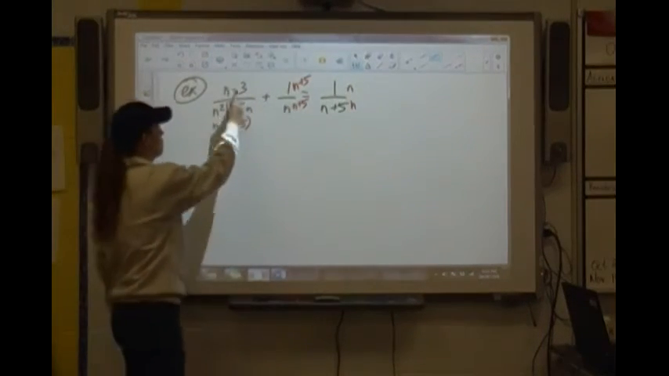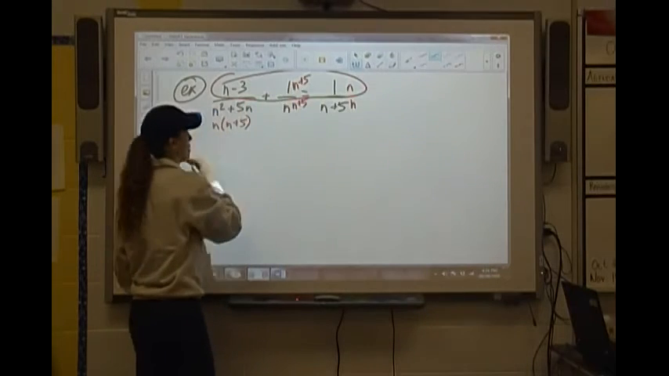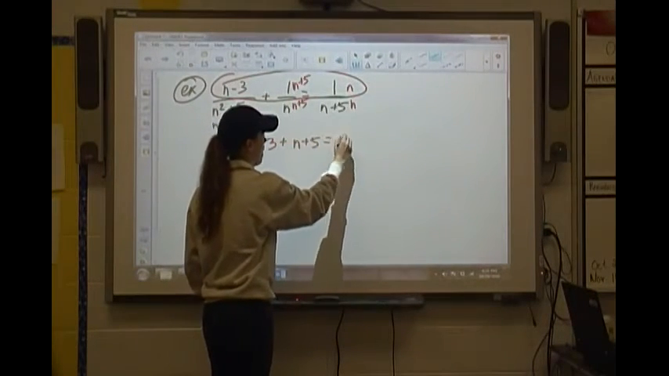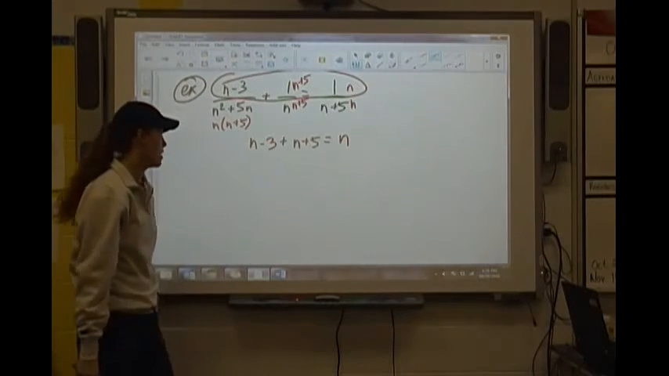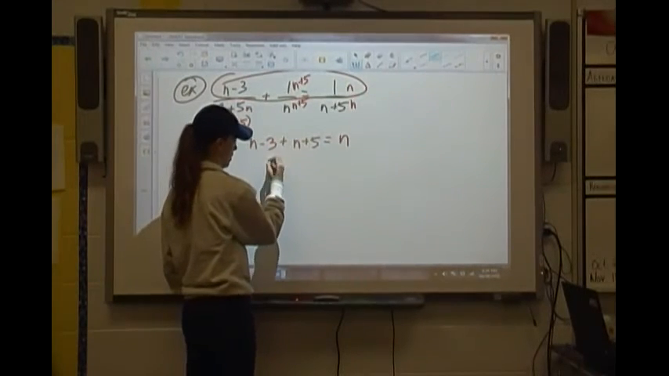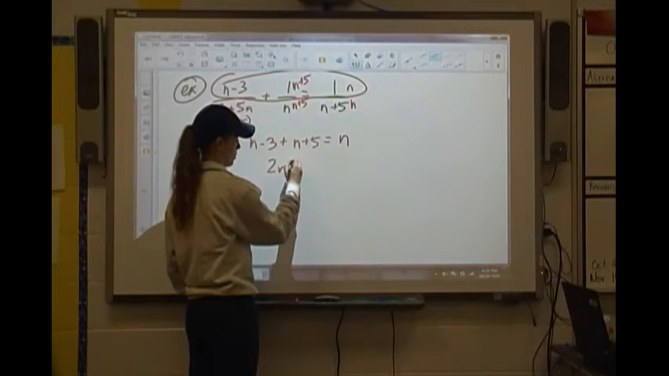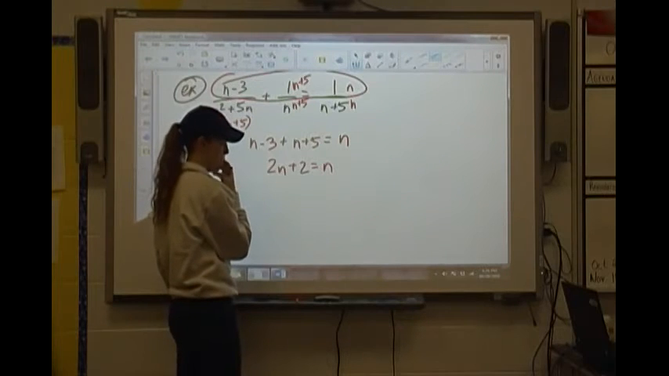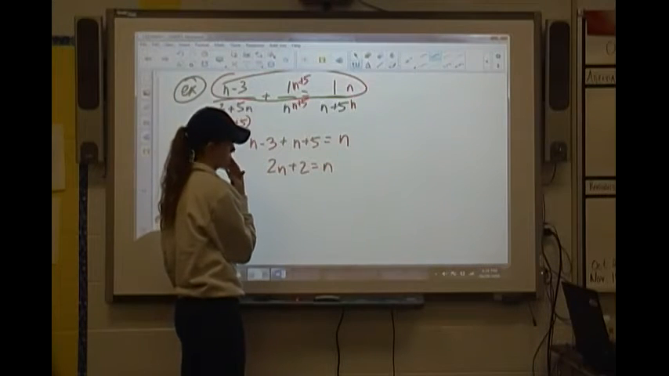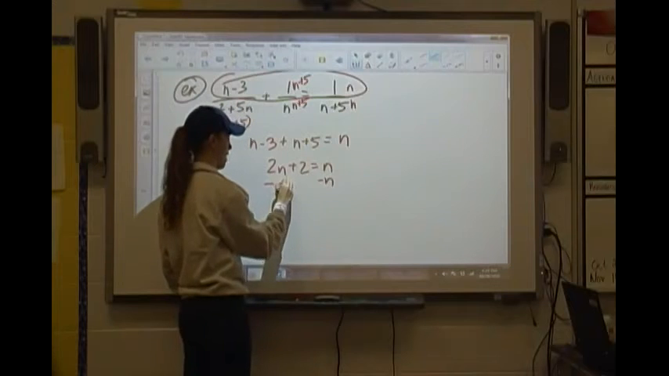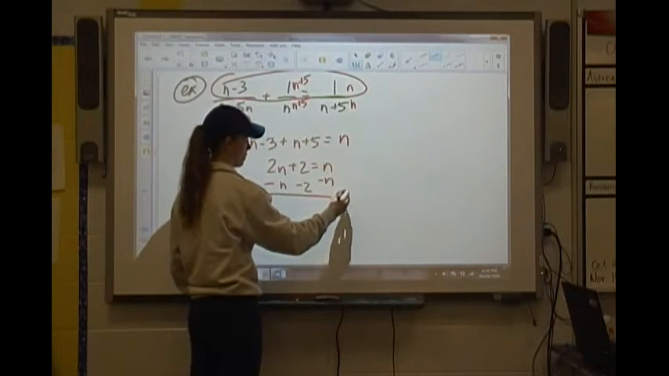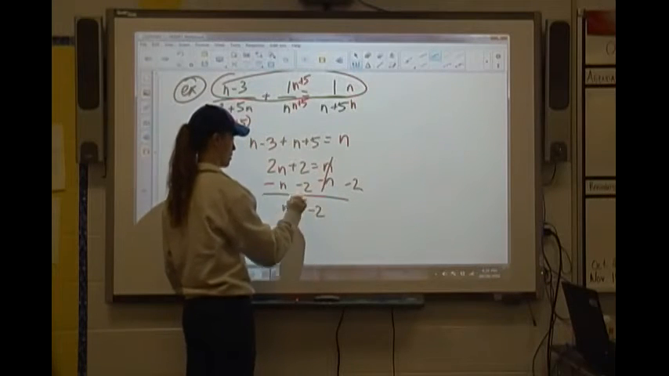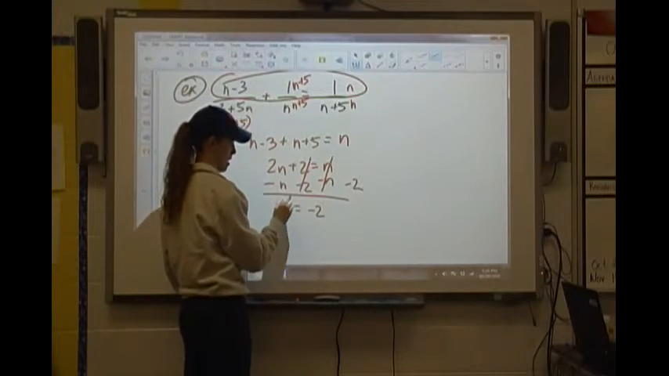When we do that, we can then just solve the numerator. So in this case, it's n minus 3 plus n plus 5 equal to n. We combine like terms. n plus n is 2n. Negative 3 plus 5 is 2, equals n. Subtract the n over, which gives me a positive n, and subtract the 2 over. So I get n is equal to negative 2.